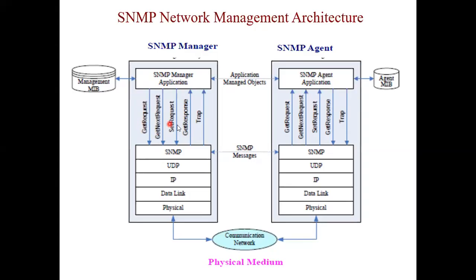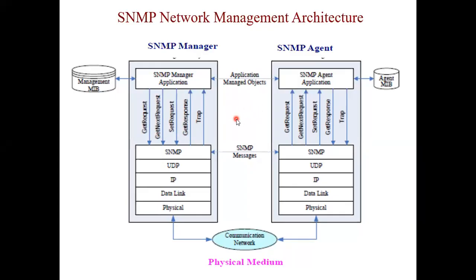That is why I'm telling you to write it this way. Get next request: G capital, N capital, R capital, because this is the syntax it will take. Otherwise, the ASN.1 coding will not accept these keywords or the message. Then I have set request, where S, R are capital, and remember there is no space in between. Get response, trap. The trap word was not there in the OSI architecture, and everything in OSI had an M in front. Here there is no M.